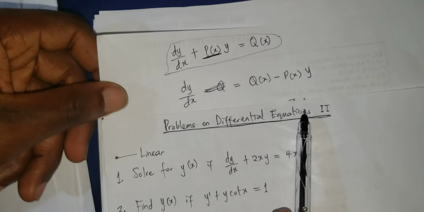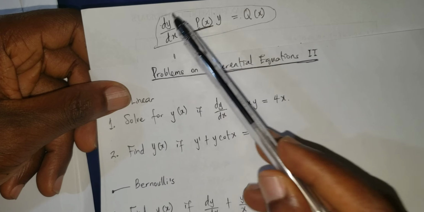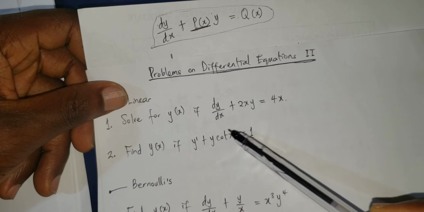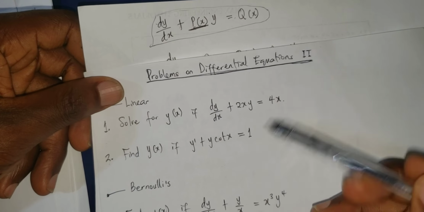Okay, and now look at the second one too. The same thing. You have y prime. Don't forget, in this case your independent variable is x, so y prime means dy/dx. So something similar, dy/dx, then y cot x. That means p of x is cot x multiplying y, and your q of x in this case is 1. So we are good to go. You can use the same method for both.